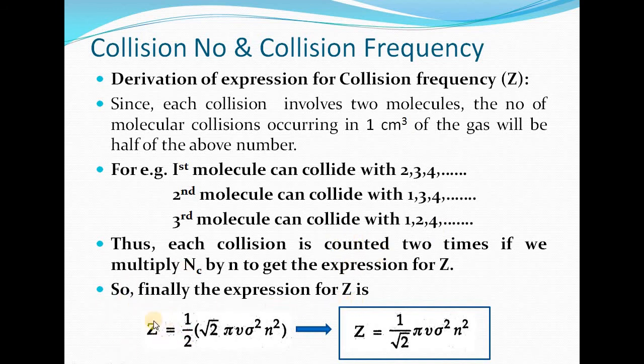So the final expression of Z will be half of the value obtained by multiplying collision number by n. So the final expression for collision frequency will be 1 by under root 2 pi v sigma square n square. This is the total number of collisions made by n number of molecules present in 1 centimeter cube of the gas in 1 second.